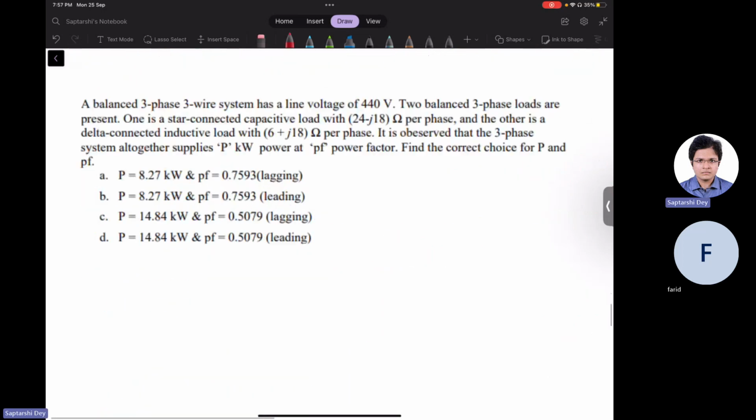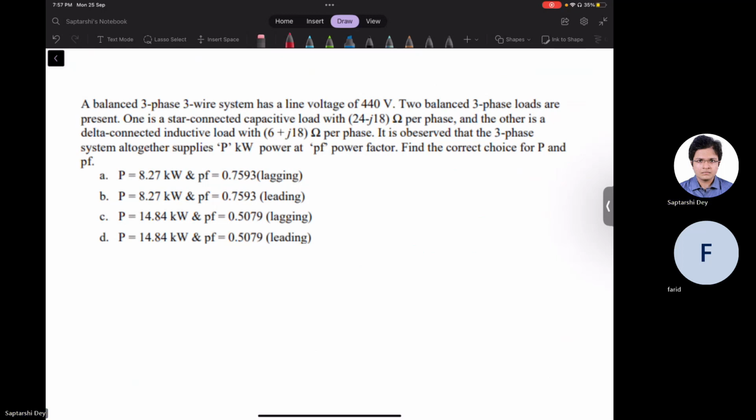Anyway, to solve this, look into it. A balanced three-phase three-wire system has a line voltage of 440 volt. Two balanced three-phase loads are present. One is a star connected capacitive load. The other one is a delta connected inductive load. Observe that the three-phase system altogether supplies P kilowatt power at PF power factor. Find the correct choice for P and Q.